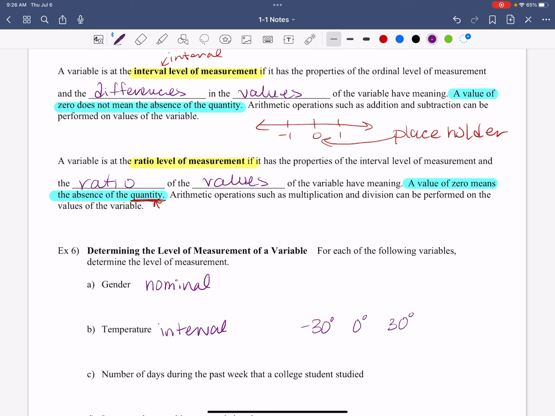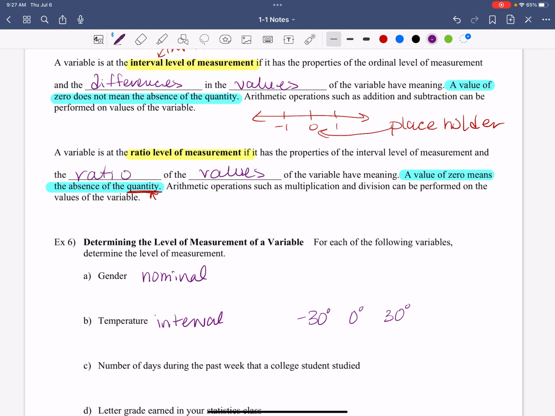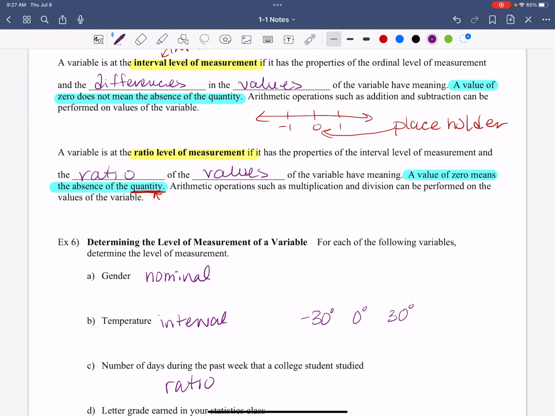Look at part C. Number of days during the past week that a college student studied. So think about 0 here. Temperature, 0, well, it's not nominal. Obviously, it's not ordinal. It's an actual value, so it has to be between interval and ratio. The question is, does 0 have a quantity? Here, 0 was just in the lineup in order. Does 0 have a quantity? Yeah, I could study 0 days. That's a ratio. Good. That's a ratio. Because 0 has a quantity.